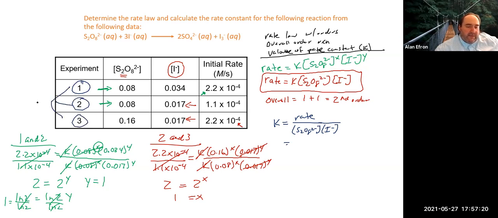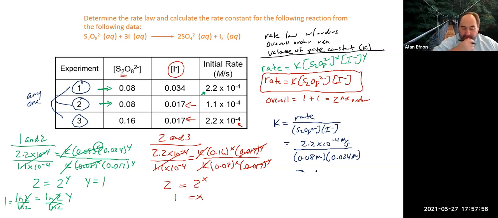You could take any one of these guys, and they all should give you pretty much the same K value. So I'm just going to take experiment 1, for example, which would give me 2.2 times 10 to the minus 4 molar seconds, divided by our 0.08 molar and our 0.34 molar. And that will yield us a rate constant of 2.2 to the minus 4 divided by 0.08 divided by 0.034. Looks like maybe 0.081.